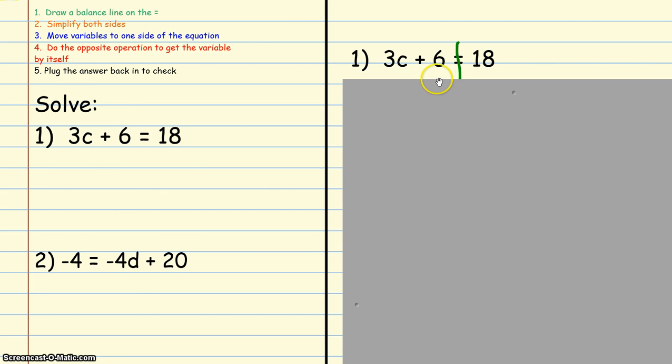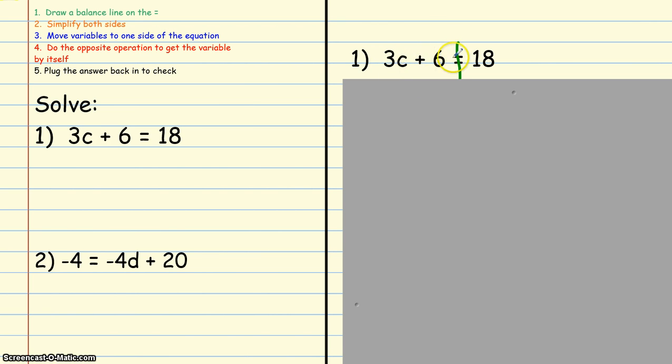Alright, simplify both sides. There's nothing to simplify on the left, we can't combine those, and there's just 18, so we can't simplify. Move the variables to one side. We already have our c on the left, so we're good. So then step number 4 is do the opposite operation to get the variable by itself. Well, here's our variable c. Right now it says 3 times c, and then we have the plus 6.